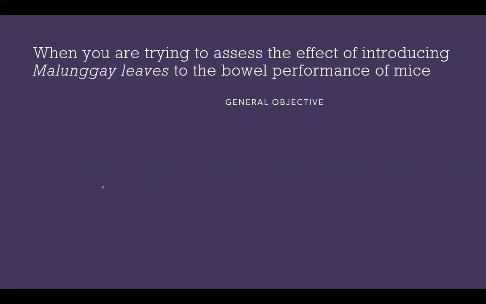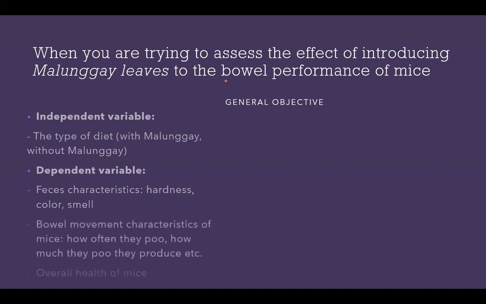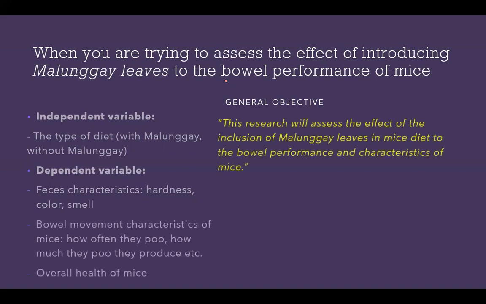These are examples, but of course you could produce better outputs than the ones I give now. For the second example, you are trying to assess the effect of introducing malunggay leaves on the bowel performance of mice. The independent variable is the type of diet, and the dependent variable is the fecal characteristics. The general objective is, of course, the research will assess the effect of the inclusion of malunggay leaves.